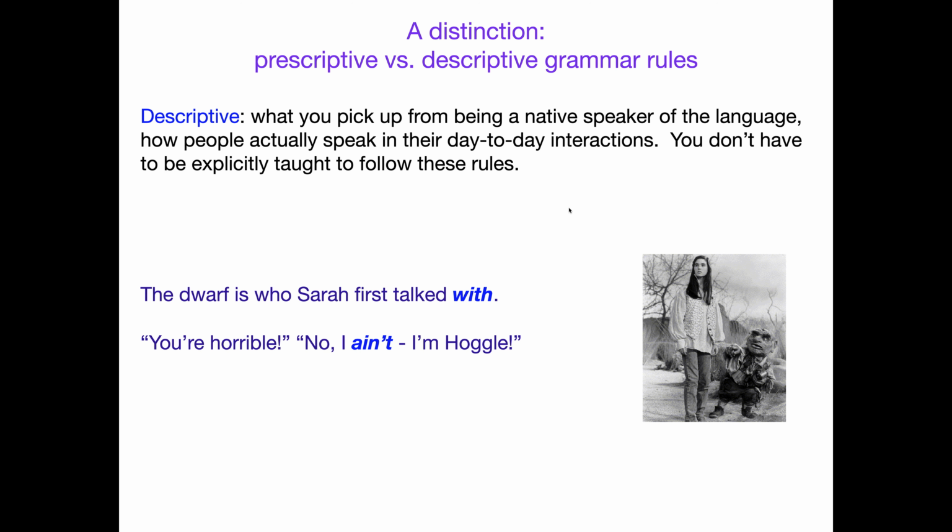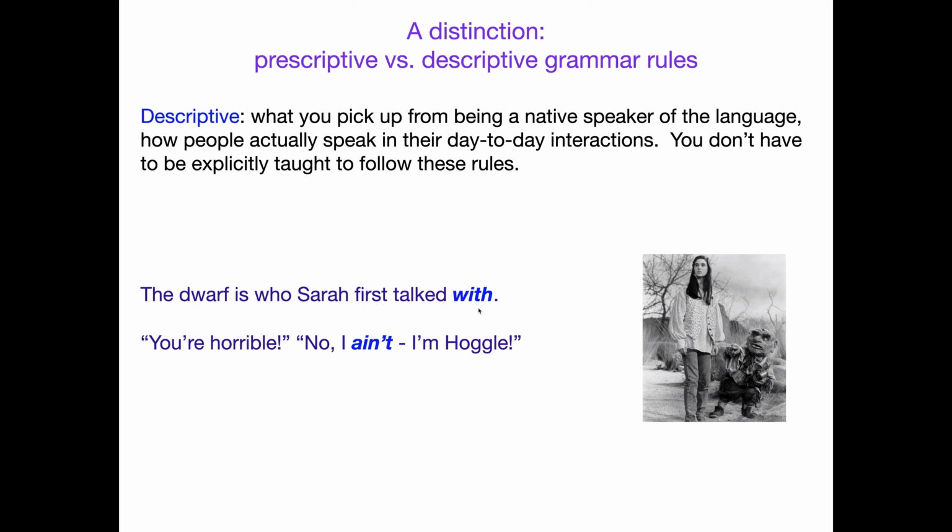Now, the difference between that and the other is a descriptive grammar rule is describing what native speakers actually do. They end sentences with prepositions. If they have dialects that use ain't, they use ain't, right? So here's an example. The dwarf is who Sarah first talked with. Sounds perfectly fine. I absolutely would say that as a native speaker of English. It ends with a preposition. We're not following that prescriptive rule.